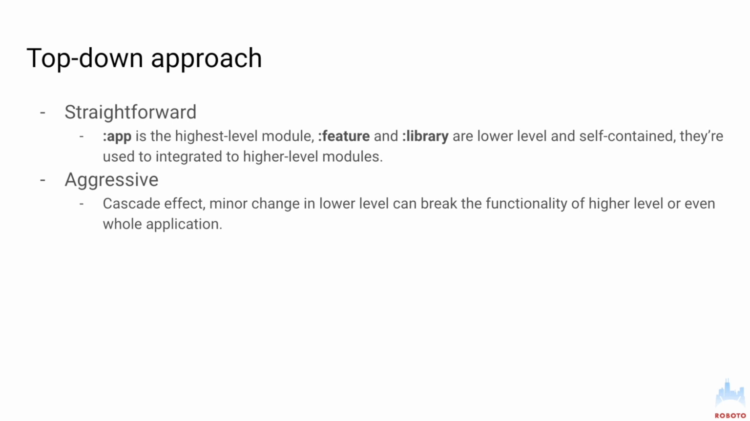Talking about top-down, this approach is very straightforward. You will have the complex application broken down into smaller pieces. We call those modules, and those modules are self-contained and lower level. They will be used to integrate into the higher level modules later. At the same time, you have to be brave to use this one because it's quite aggressive, and it can introduce a cascade effect. Any change at a lower level can break the functionality of the higher level modules or even the whole application. So be careful with that.